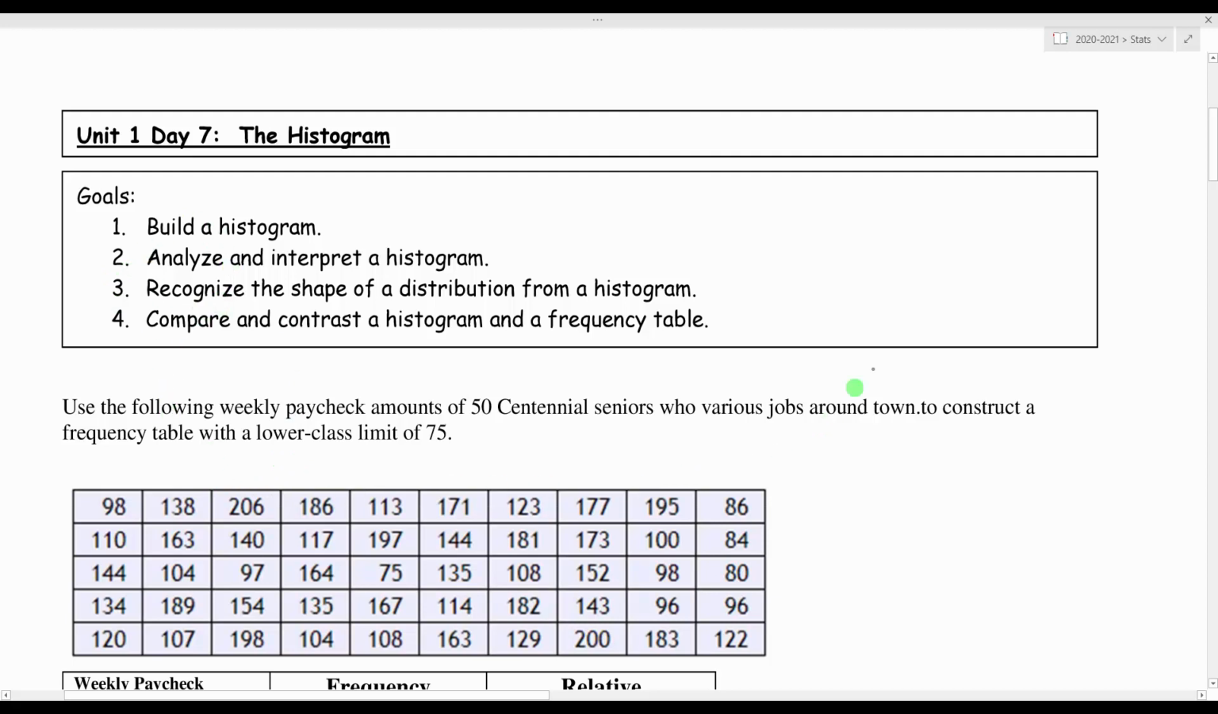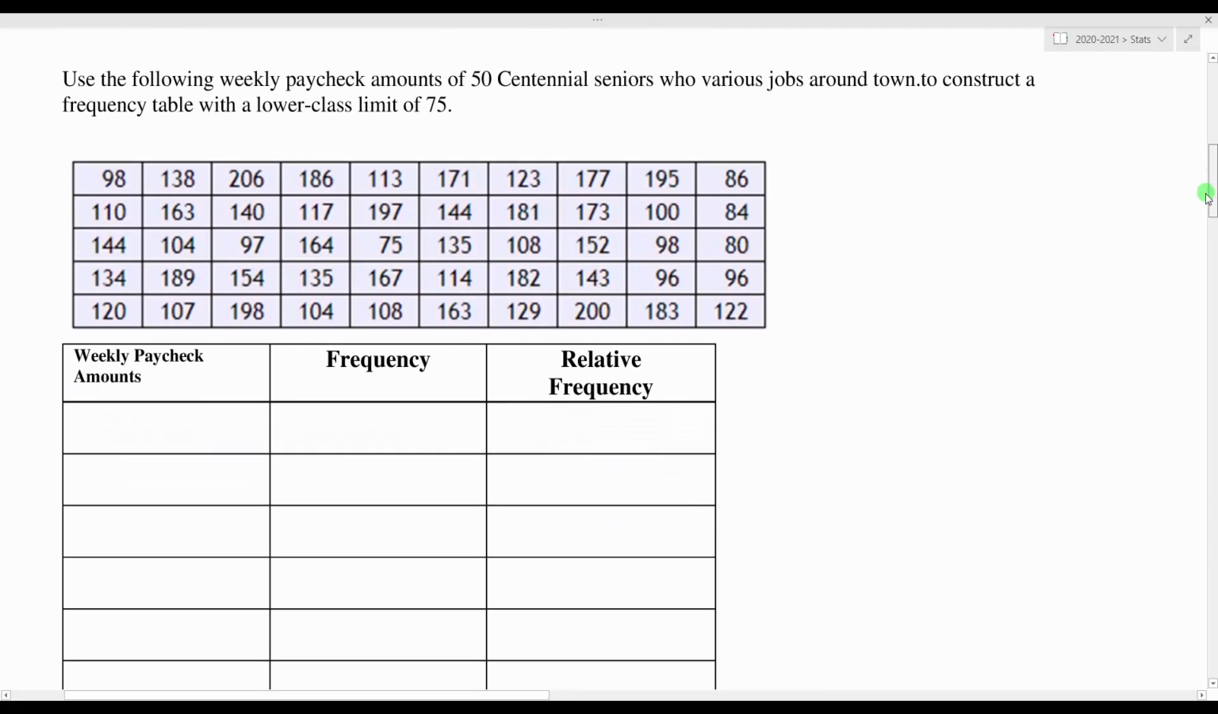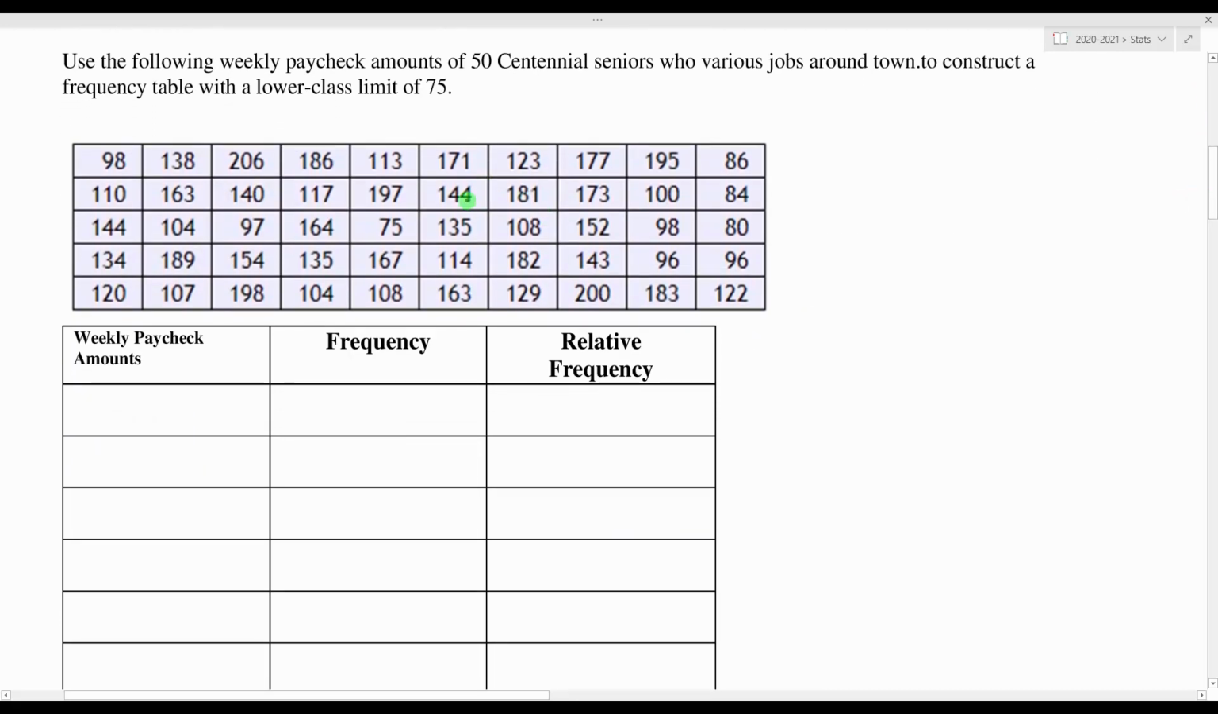So we're just going to get right to it here and start with building a histogram. And believe it or not, the histogram and the frequency table are very much related. So to build a histogram, you are going to want a completed frequency table to help you out. All right, so we're going to start with that.